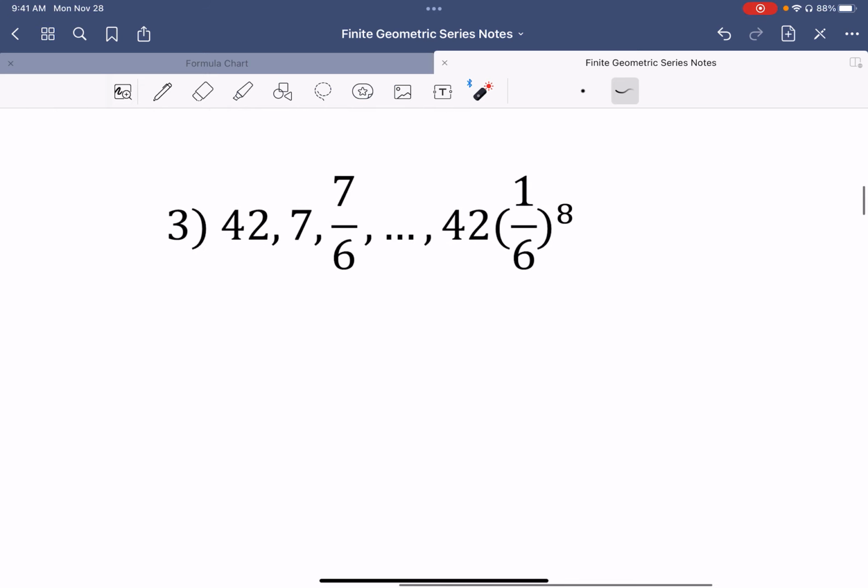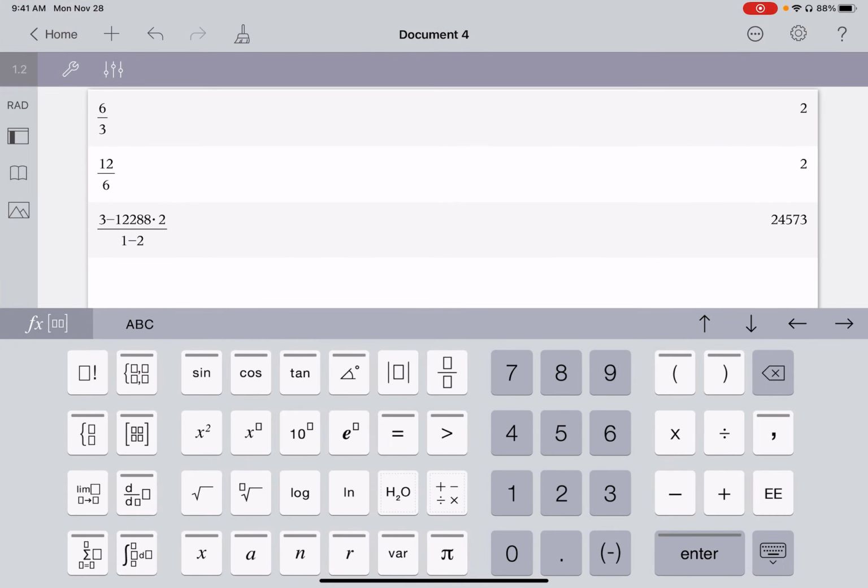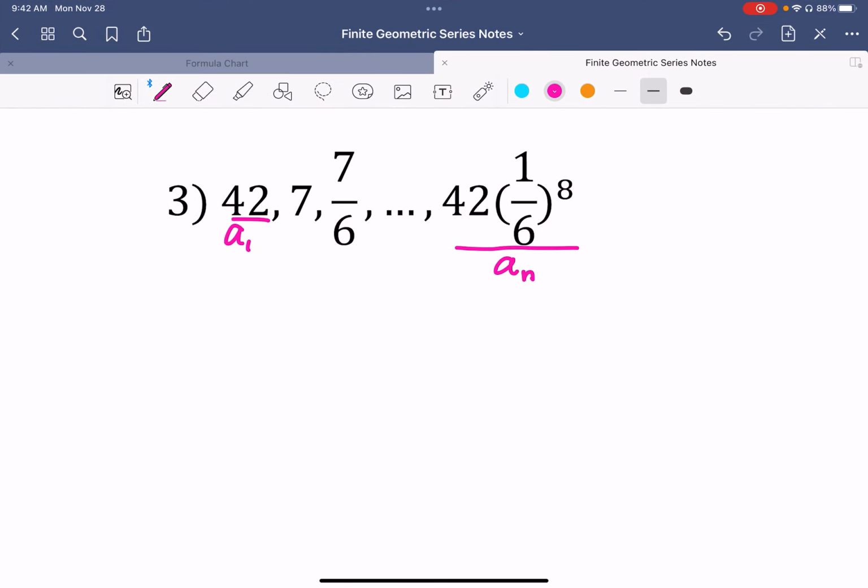Okay, now that you've tried number 2, let's move on to number 3. So I can label again my first term, and I have my last term, and I can figure out what the common ratio is by dividing the numbers. So you can do 7, the second number divided by the first number, which was 42, that gives you 1/6, and then it was 7/6 divided by 7, which is also 1/6. So they're being multiplied by 1/6 every time.